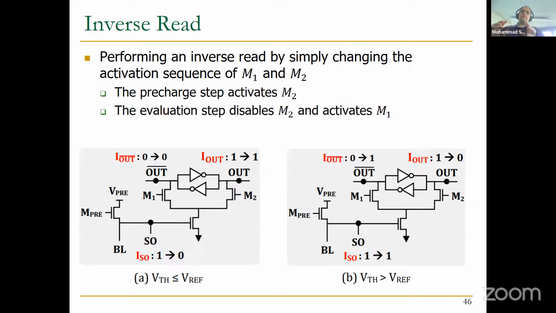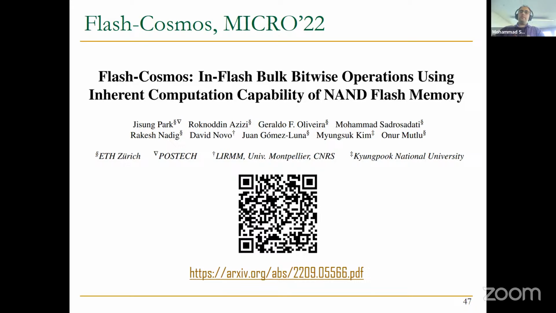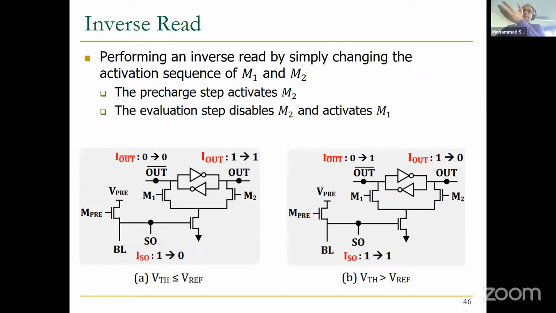Next week on Tuesday, at the same time, we're going to have a lecture about Flash Cosmos where we go into it in a lot of detail. But basically, the reason that we can do the NOT operation is what I already mentioned, the inverse read that is already supported in state-of-the-art NAND flash memories.